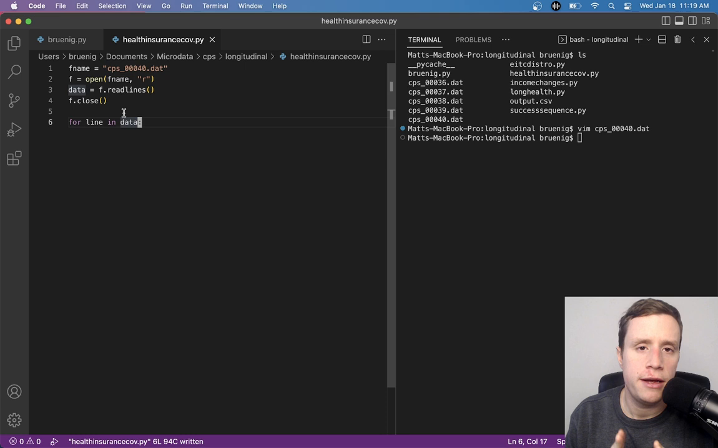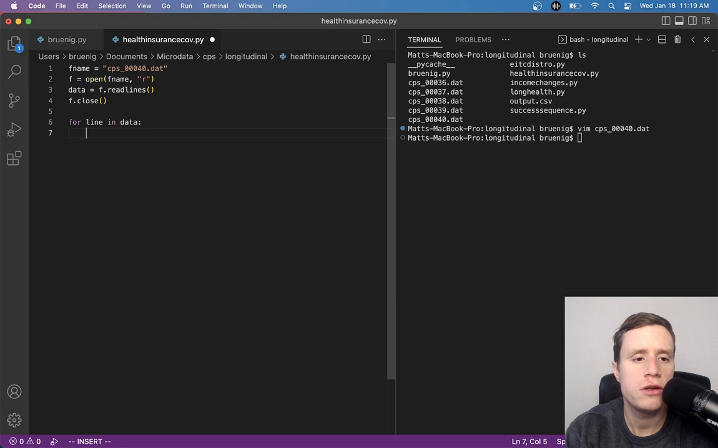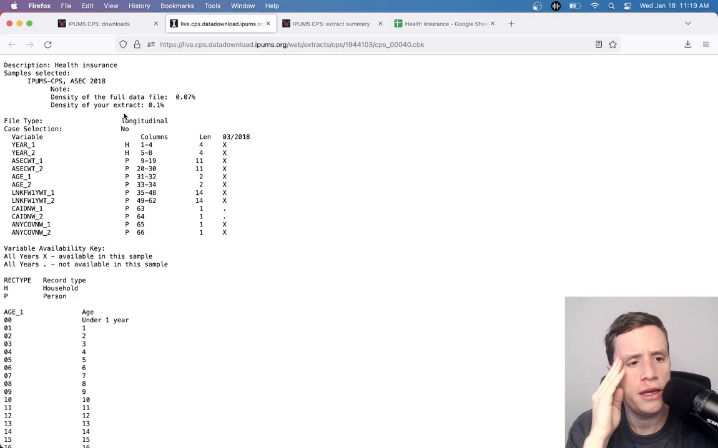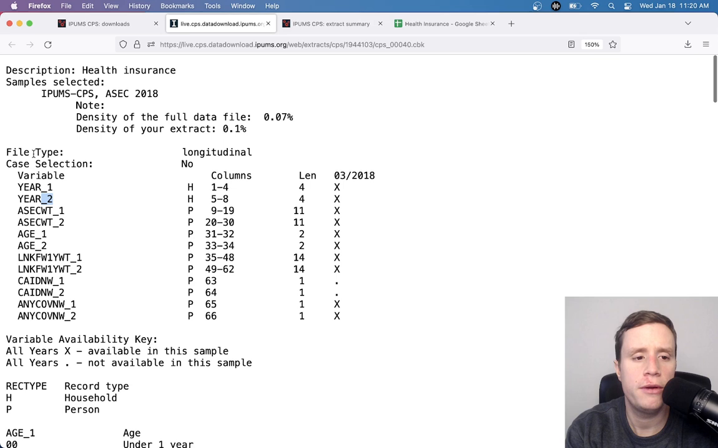Okay? So what's the first thing we want to do? The first thing I want to do is see how many people have health insurance in 2019, because that's the second year in the file. So all the 2019 variables are going to have this dash 2 on them, right?